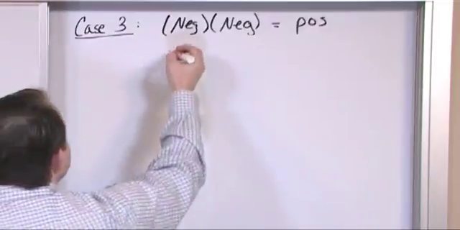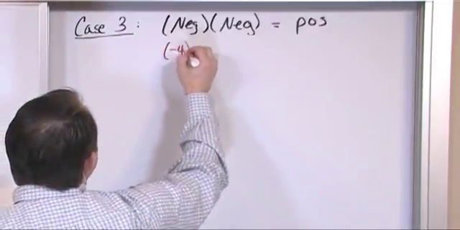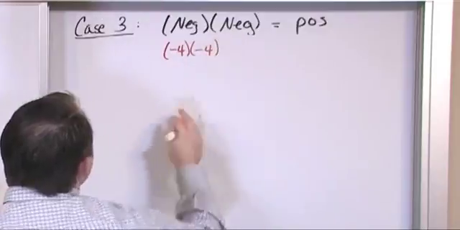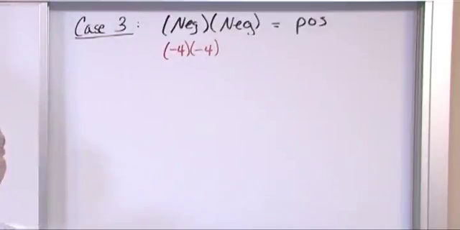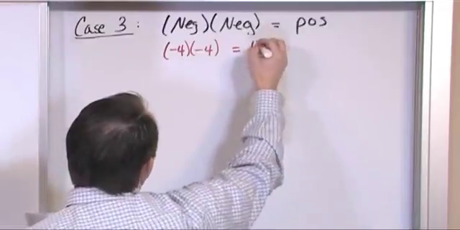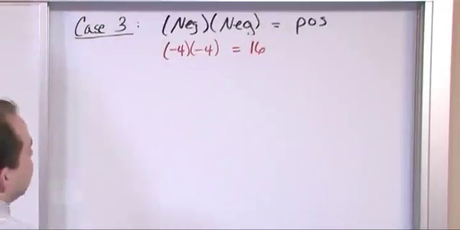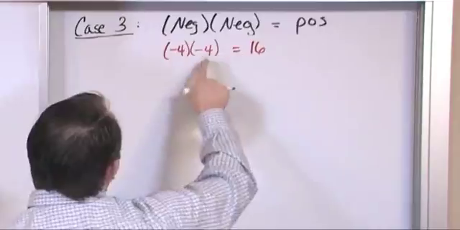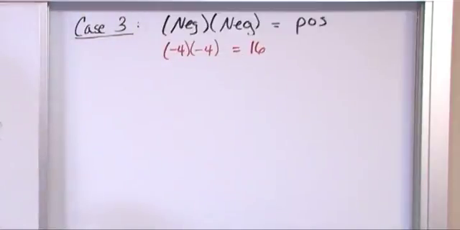Let's say we have negative 4 times negative 4. Well, I just go ahead and multiply those together. 4 times 4 is 16, and because they have two negative signs, it's positive 16. So I don't have to put any negative signs here because the answer is always positive when both of these are negative like that.